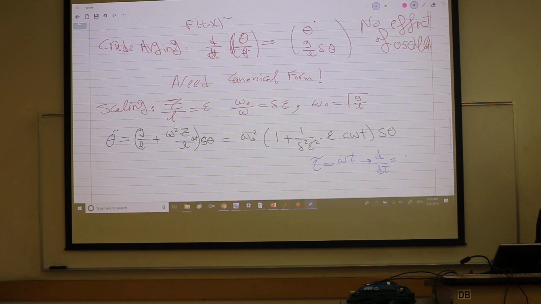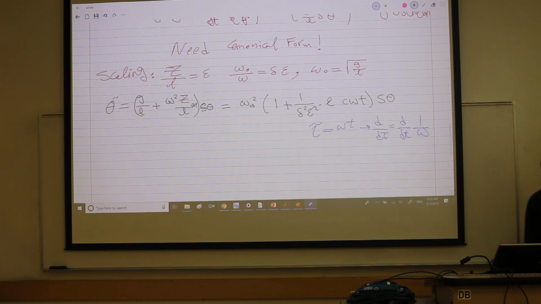tau is d by dt times dt by tau, which is 1 over omega. So d squared theta by d tau squared, which I'm going to call theta double prime, is 1 over omega squared times theta double dot. So I'll get theta double dot from here and multiply it by 1 over omega squared. So I have omega naught squared over omega squared.